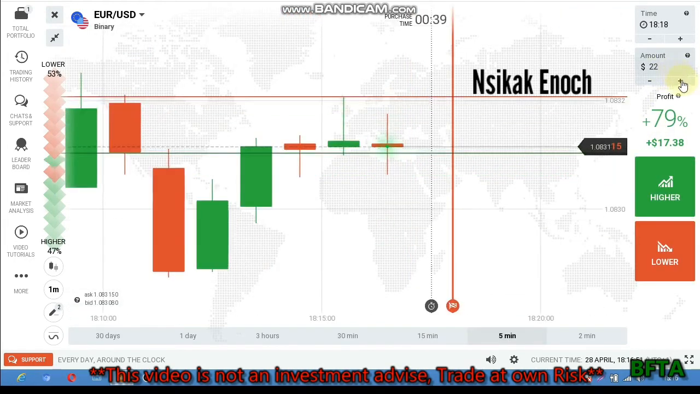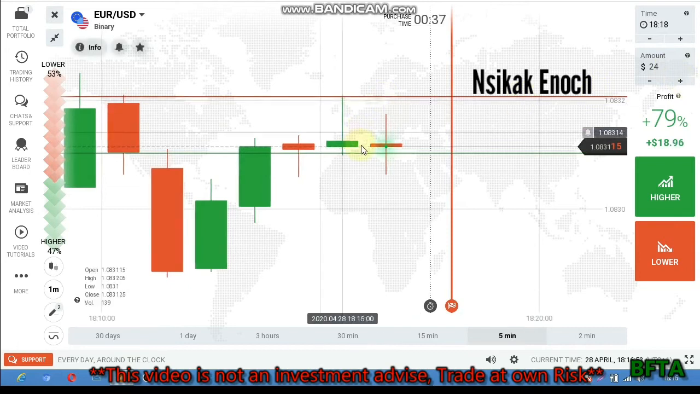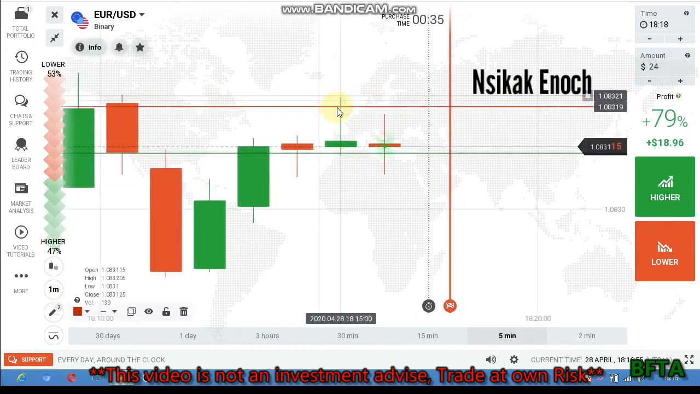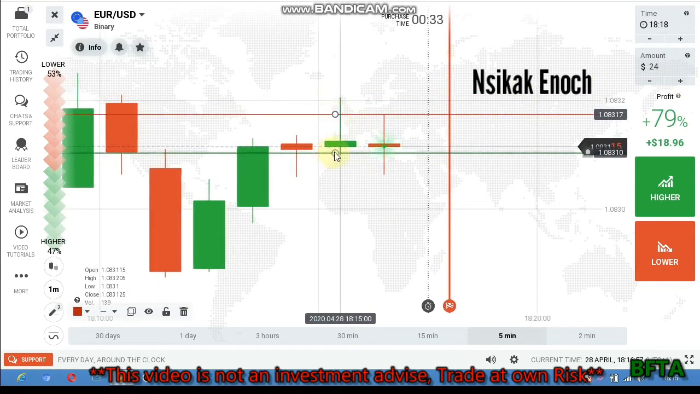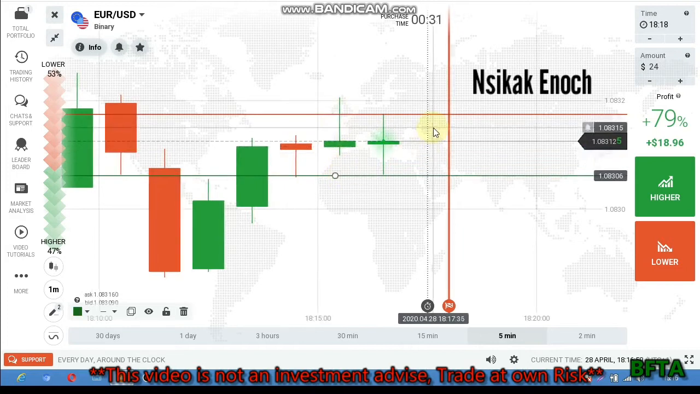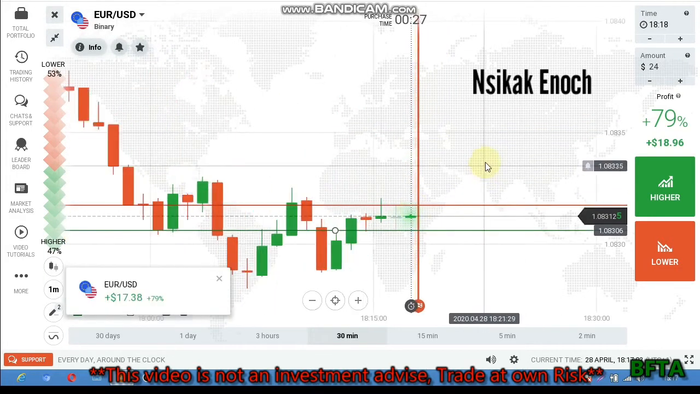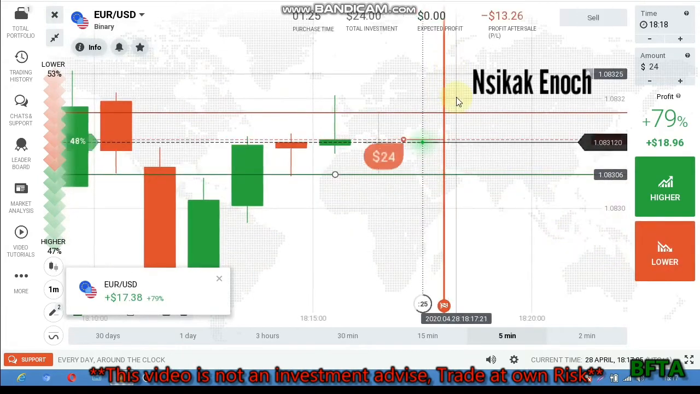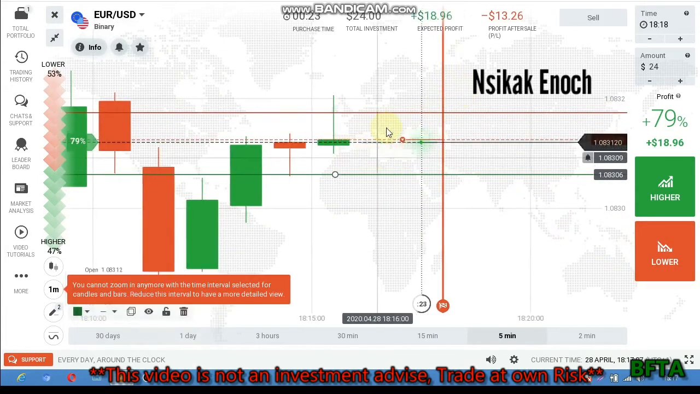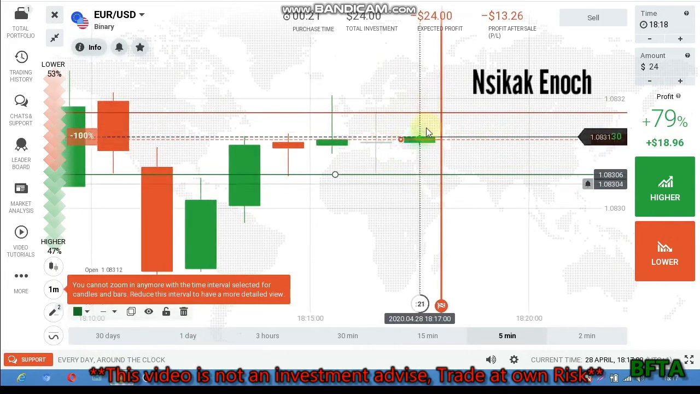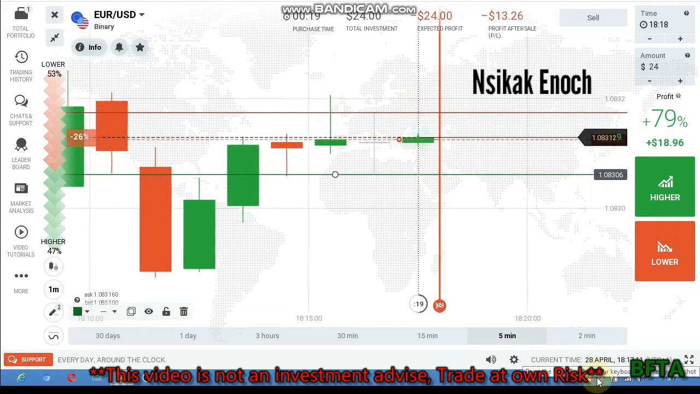Let me place one more trade. Now the sellers entered here while the buyers entered here, and we know this is the buyers' area. There's no buyers. I'm going to place put option. I place put option here because there's no sign of buyers here, so the sellers will enter on the next candle here.